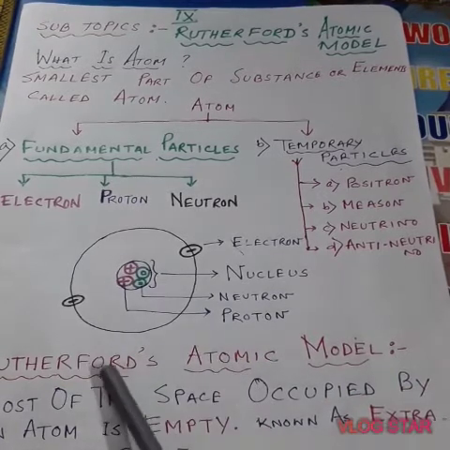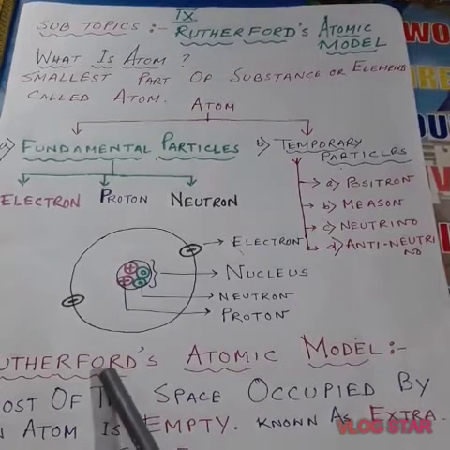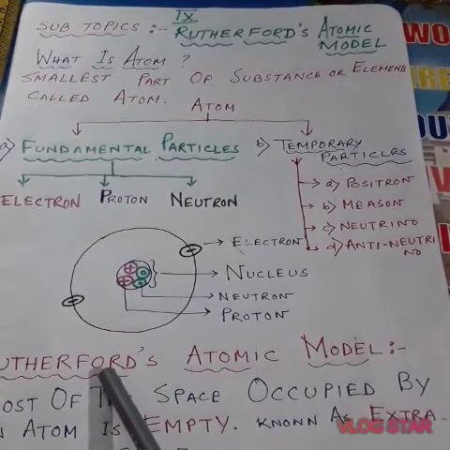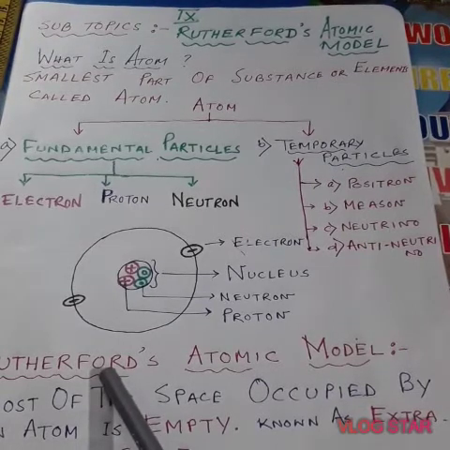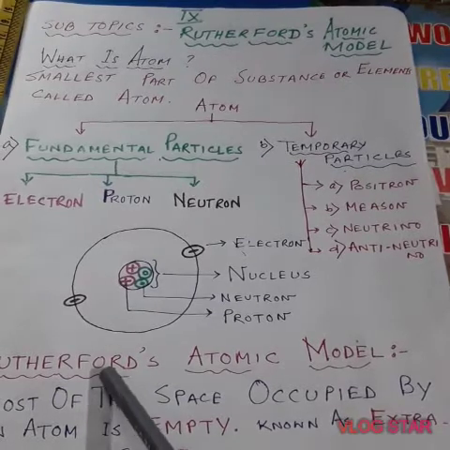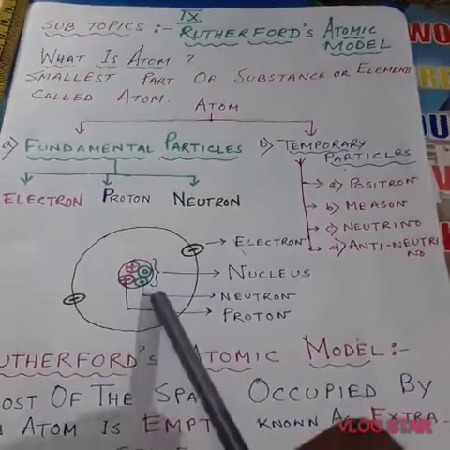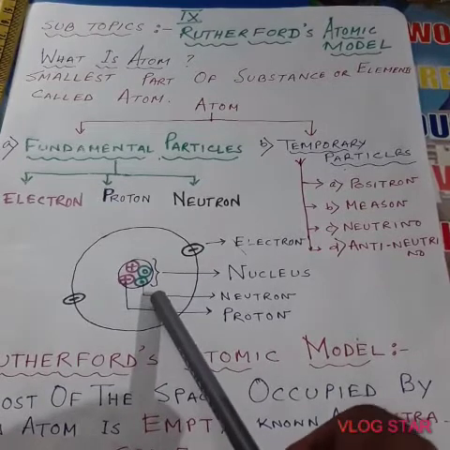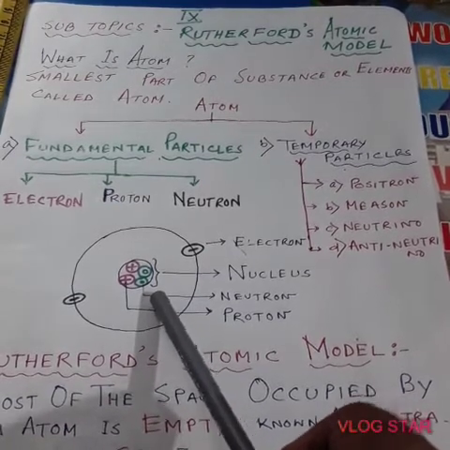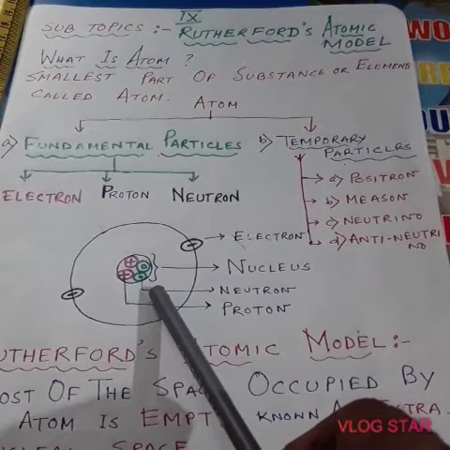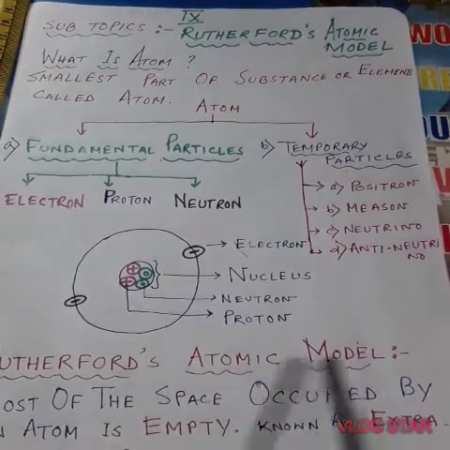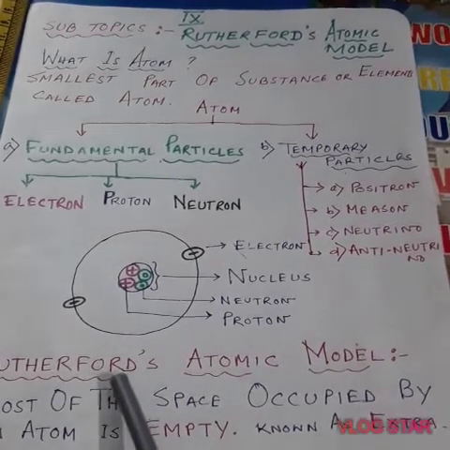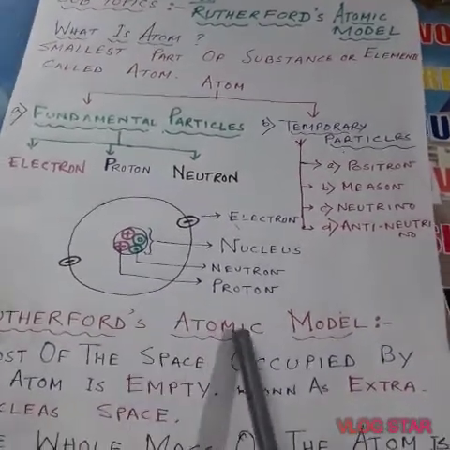Lord Rutherford in 1911 performed his famous gold foil experiment and proved the existence of a nucleus within an atom. On the basis of the experiment, Rutherford put forward his atomic model, which is known as the Rutherford atomic model.